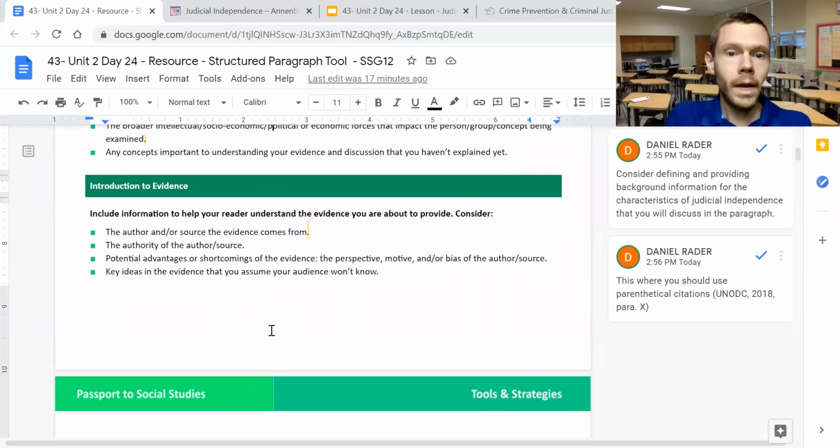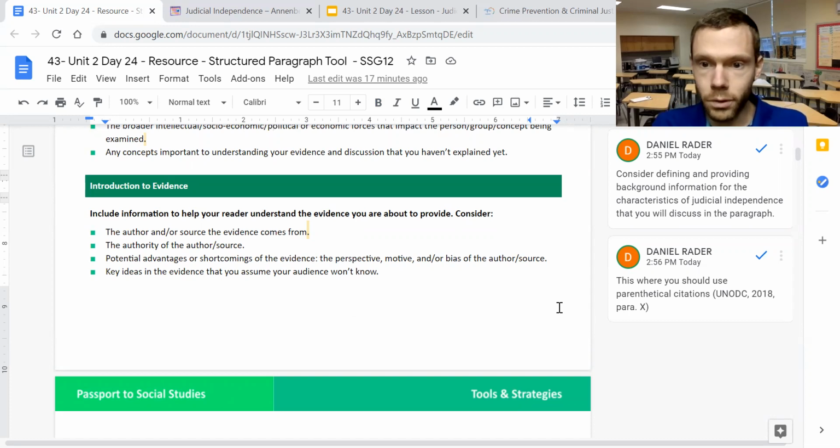This is where you can introduce your examples to explain to your audience your position on judicial independence and how your characteristic really supports that. This is where you will have to rely on your classmates to help you with a second or third characteristic of judicial independence. Or, if you're working independently on this, you'll have to read two or three to get a greater sense of the various characteristics.